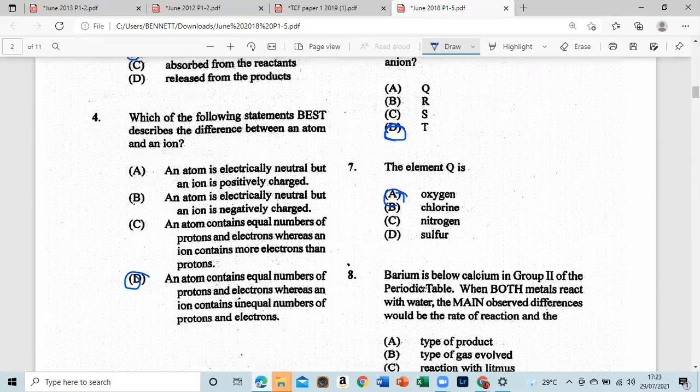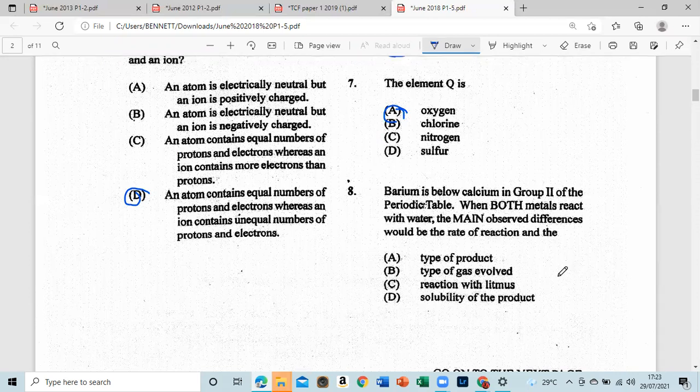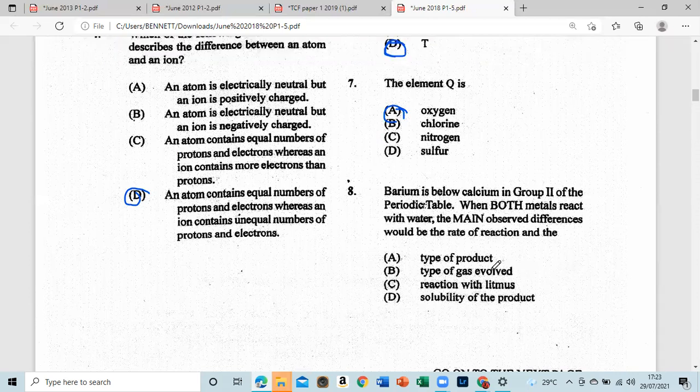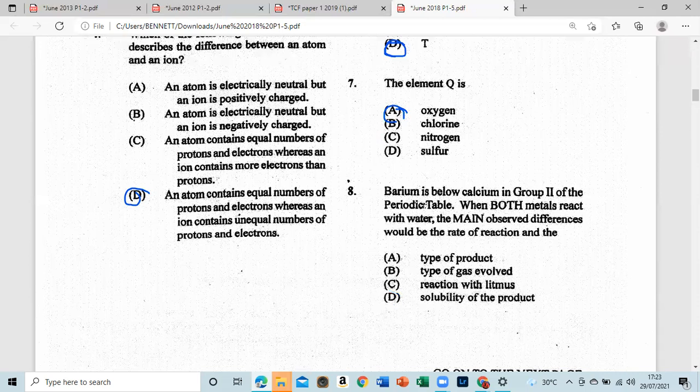Alright. Going on fine. Barium is below calcium in group 2 of the periodic table. When both metals react with water, the main observed differences would be the rate of reaction and the solubility of the product. We did that earlier. Don't need to spend the whole day on number 8 because we did it already.